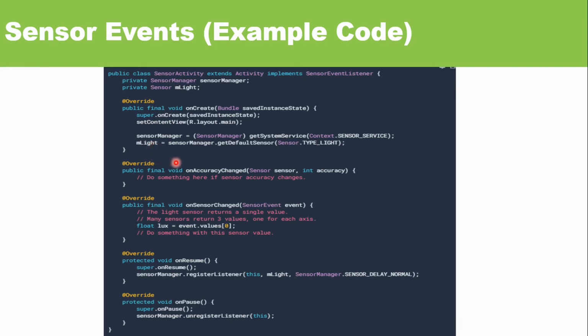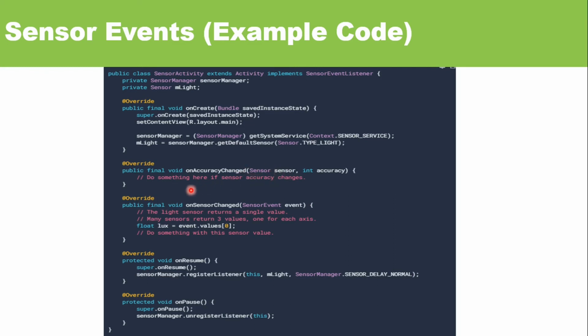Now as you can see, I have defined two methods. onAccuracyChanged will have a reference to my sensor, that is the light sensor, and it will have the accuracy that has been changed, the new accuracy. So this method will only be invoked if the accuracy of the sensor that I'm using in this SensorEventListener is changed.